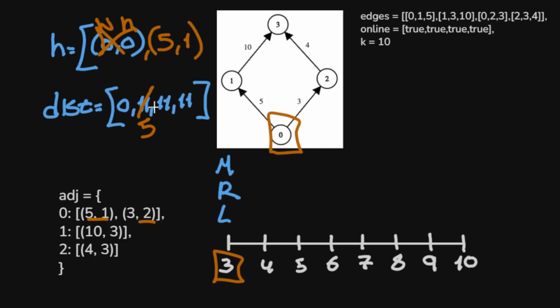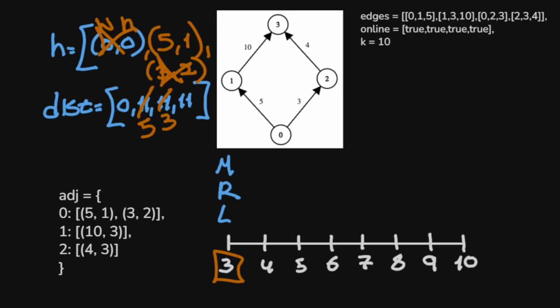If we check the distances array at index 2, 11 is larger than 3 plus 0, so we can actually go here. We replace this with 3 and we need to add a tuple here with the weight 3 and the node 2. Now we pop the next element in the heap, which is the one with the smallest first number, which means that we pop this.